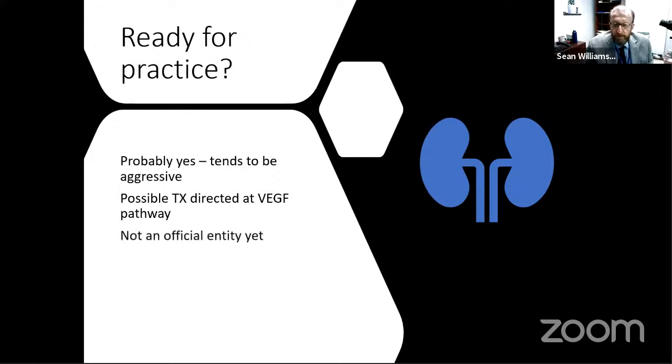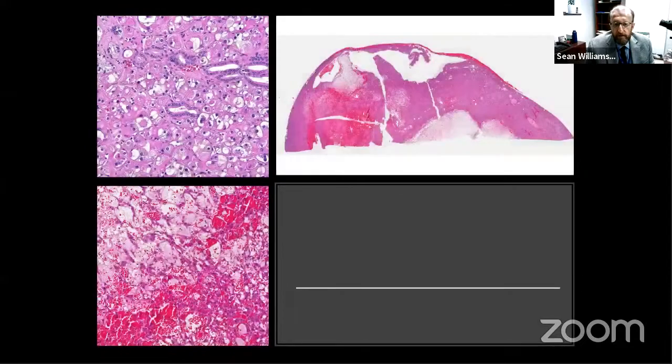This is not an official entity yet, but most likely will be included in the chapter on the MITF family rearrangement renal cell carcinomas in the next WHO classification. So I think we probably should try to recognize this. Of course, it's an emerging entity, so it's not going to be necessarily easy to recognize in all cases. But I think we should try our best to recognize this due to the aggressive behavior and the potential for possible treatment with targeted therapies.